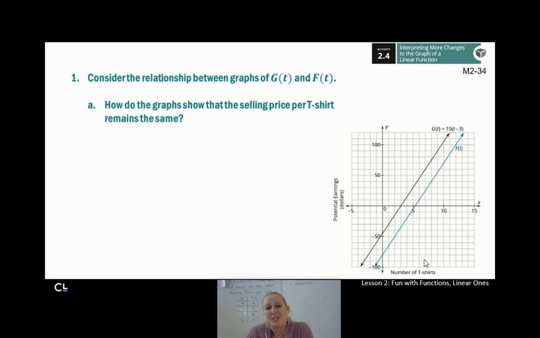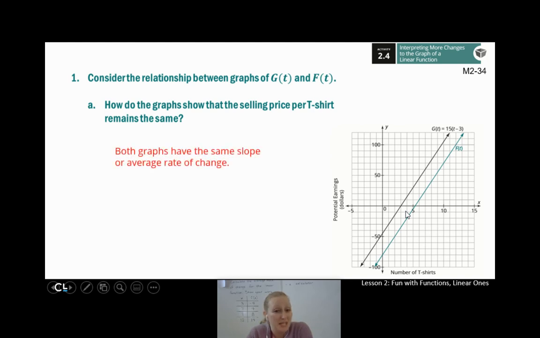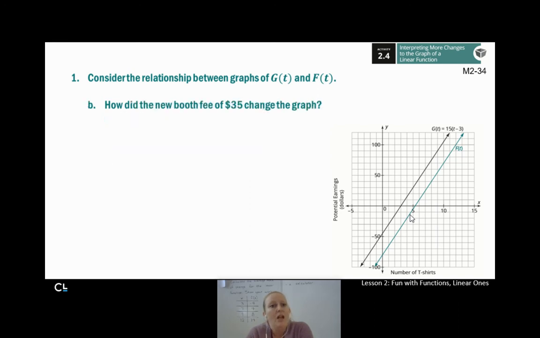How does the graph show that the selling price per t-shirt remains the same? Hit pause, jot it down, hit play when you're ready to check your work. So you may have noticed the slope stayed the same. Both graphs still have the same slope or average rate of change, still $15 per t-shirt. But how did the new booth fee of $35 change the graph? What did that do to our graph? Hit pause, jot down what it did to our graph, and then hit play when you're ready to check your work.